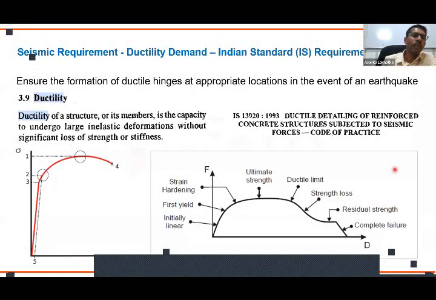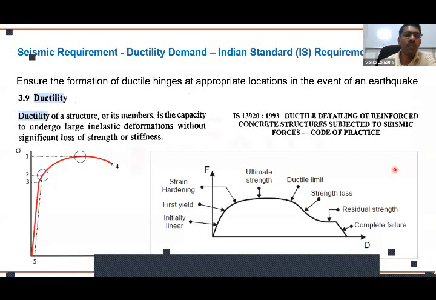So we talk about the requirement to ensure the formation of ductile hinges at appropriate locations in the event of an earthquake. What is ductility? Ductility of a structure or its member is the capacity to undergo large inelastic deformation without significant loss of strength or stiffness. By looking at this stress versus strain curve, we can see this curved area, which shows the start of yield and which shows the ultimate stress. Up to this yield, the energy absorption we can find out from the area below this curve.